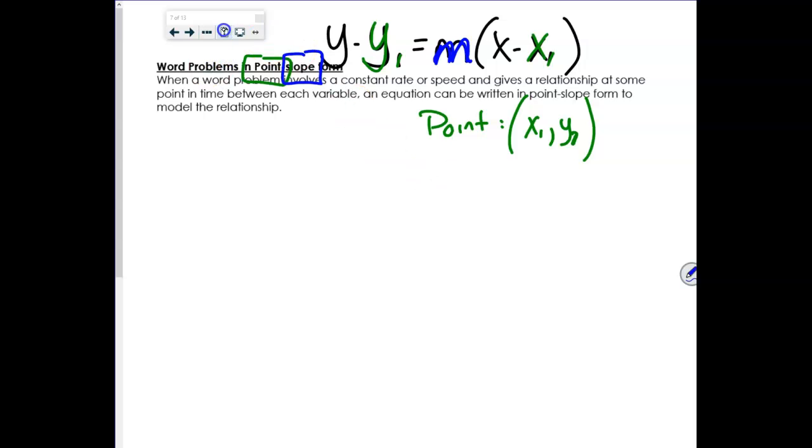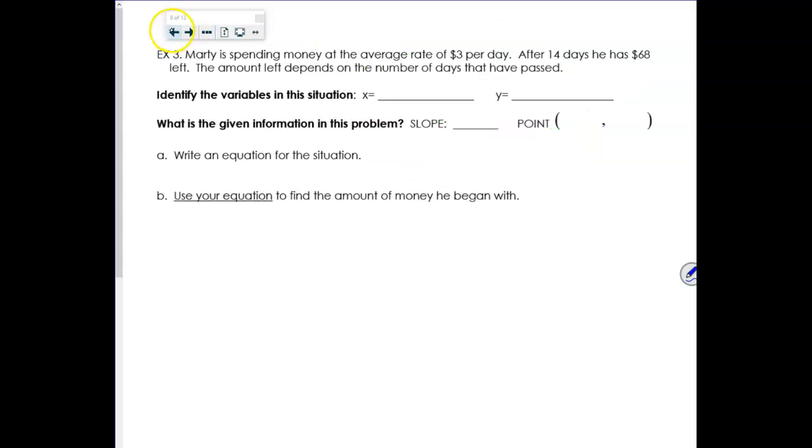But of course, like every question we did yesterday, the trouble is not the formula, the trouble is reading through all the words and figuring out what they're telling you. So Marty is spending money at an average rate of $3 per day, and after 14 days, he has $68 left. So find the amount. The amount left depends on the number of days that have passed.